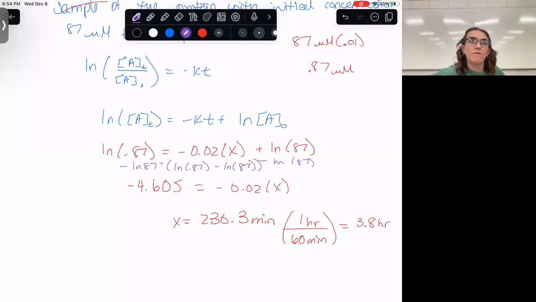Does the 1.6 milliliters matter at all? Nope. You can convert it to moles, but you're given a concentration, so you could just keep it in concentration.